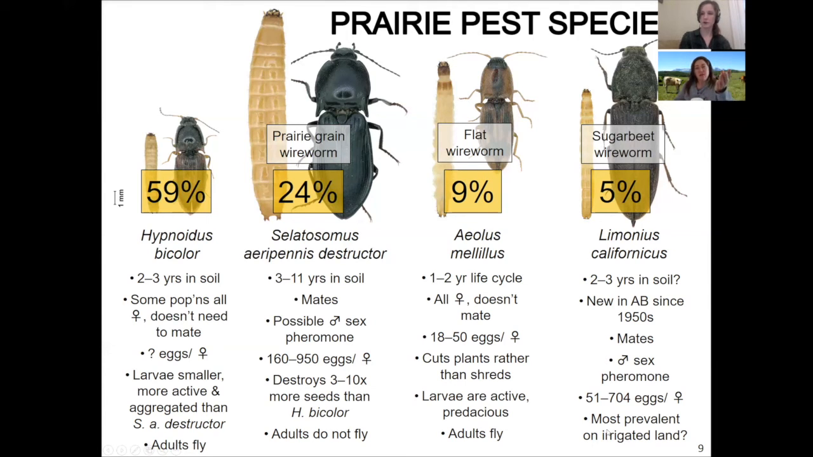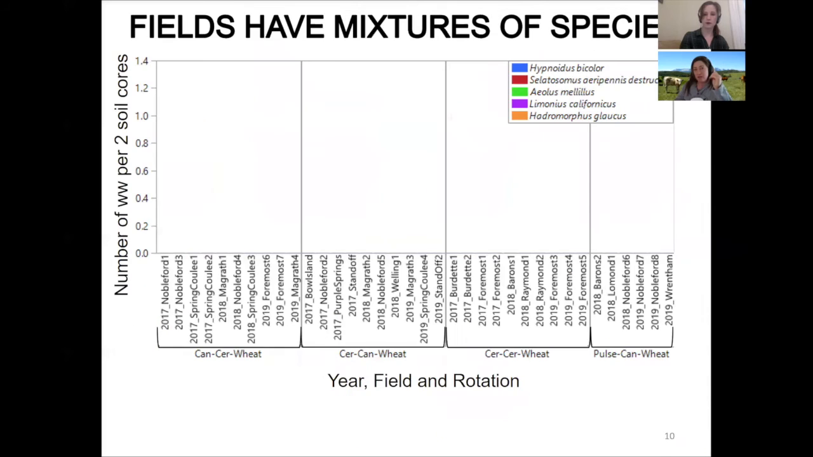that if you have a field, you don't just have one of these. They come in kind of blends. And I just want to show a few results from the study I did in southern Alberta, where on the y-axis, we have the number of wireworms per soil core, 2 soil cores here. And then all of these are fields along the bottom. And then their rotation. So we sampled each of them in the year that they were planted in wheat. But the previous 2 years, they either had canola cereal or cereal canola or cereal or pulse canola.